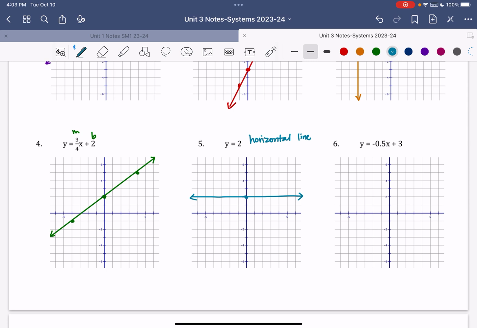And then on number 6, we begin at 3. And our slope, we could write 0.5 as -1/2. So that means we're going to go down 1 and right 2. So the top number tells us how far to go up and down. The bottom number tells us how far to go over left and right.